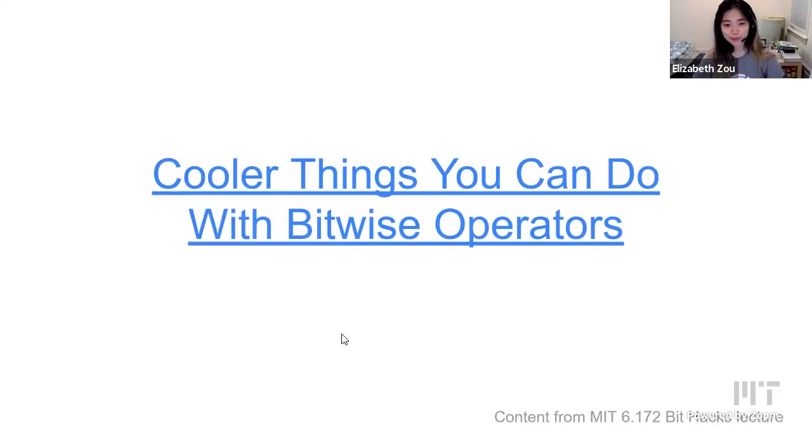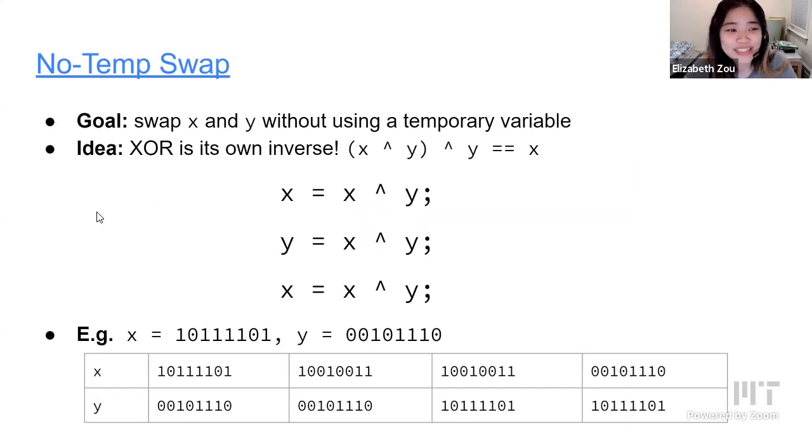So here's some cooler things you can do with bitwise operators that are probably going to be a little bit less useful in Battlecode 2022 specifically, but because it's cool, I'm going to show you. All right, so no temp slot. This is basically if you want to swap the value of two variables without using a temporary variable.